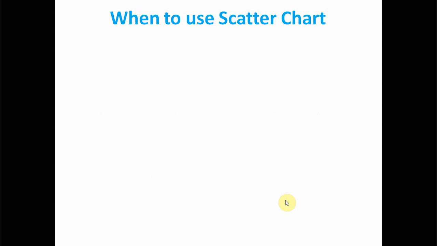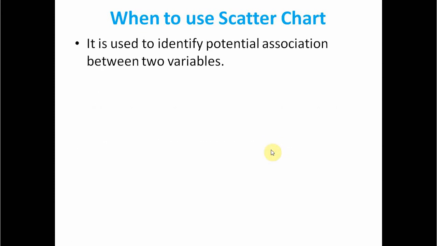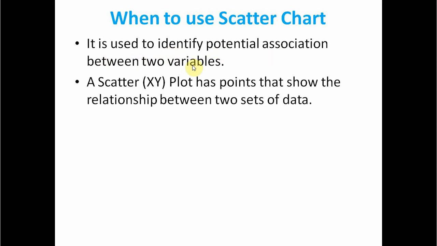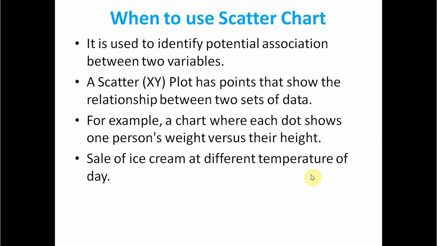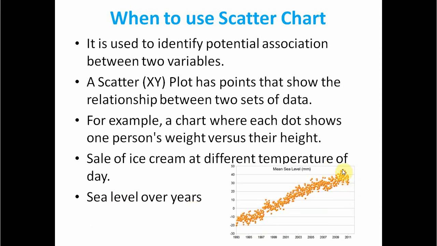Let's see some situations where we can use a scatter chart. Basically, it is used to identify potential association between two variables. A scatter XY plot has points that show the relationship between two sets of data. In a line chart, we had a line to show the relationship. Here we will just have dots. Some examples are a scatter chart where each dot shows one person's weight versus their height, sale of ice cream at different temperatures of the day, sea level over years. So this is one example of a scatter chart where each dot represents sea level from 1993 to 2011.